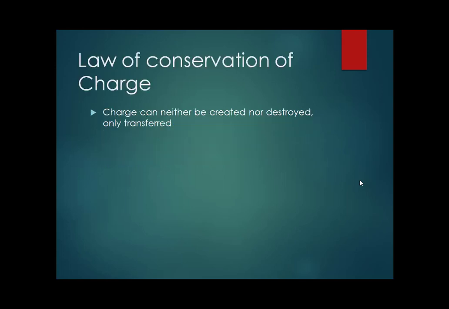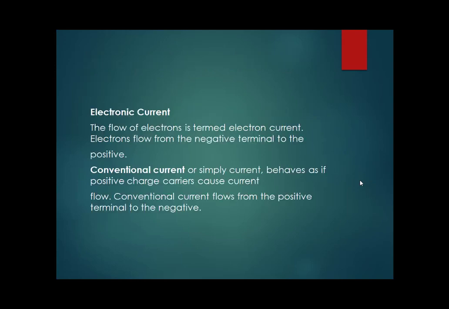So, the law of conservation of charges: charges can neither be created nor destroyed. They are transformed from one form of energy to another form of energy. Electronic current, or electron current, is the flow of electrons. Electrons flow from the negative terminal to the positive terminal of the battery.